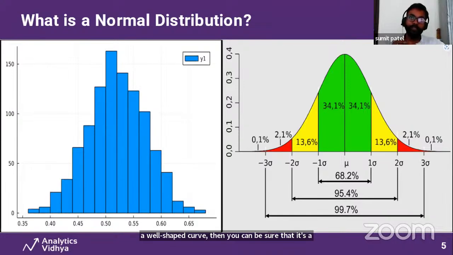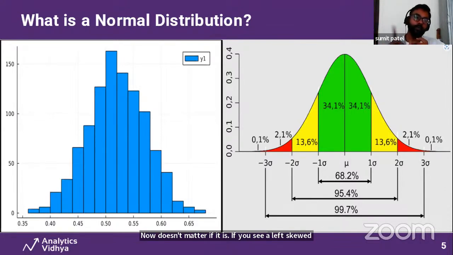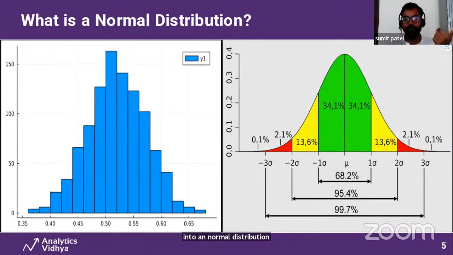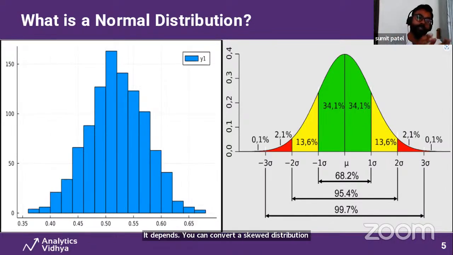Now, it doesn't matter if you see a left skewed chart or a right skewed chart, it can be converted into a normal distribution. You can apply some log function, sine function, tan function. It depends. You can convert a skewed distribution to a normal distribution and then apply.